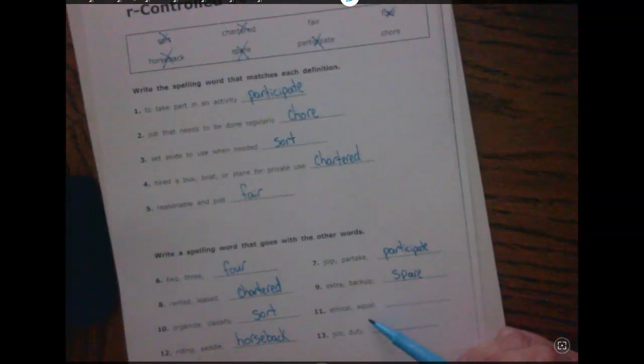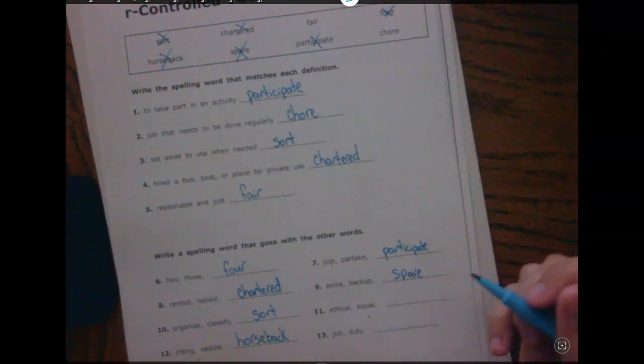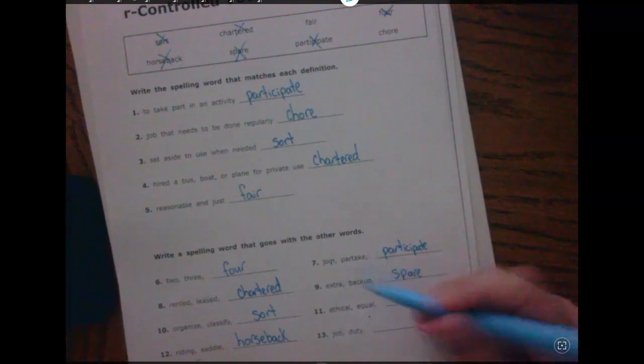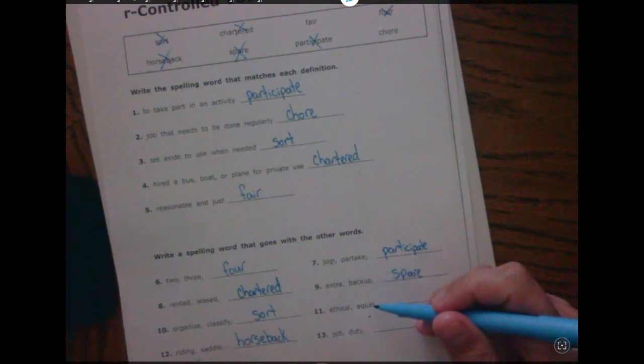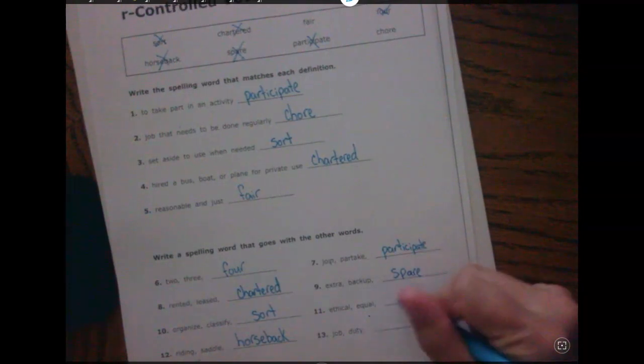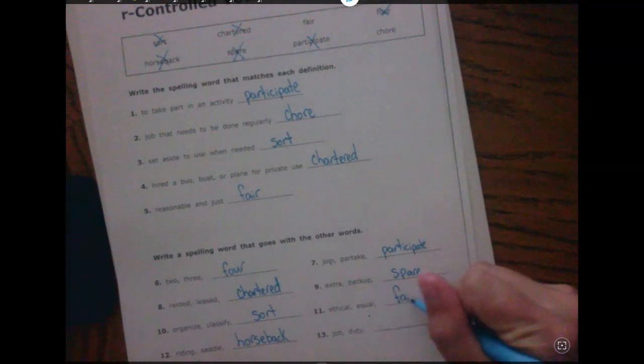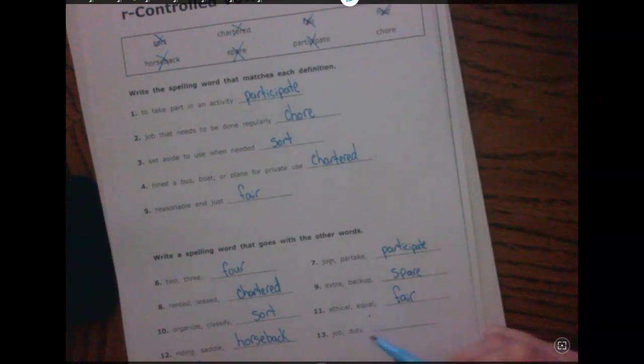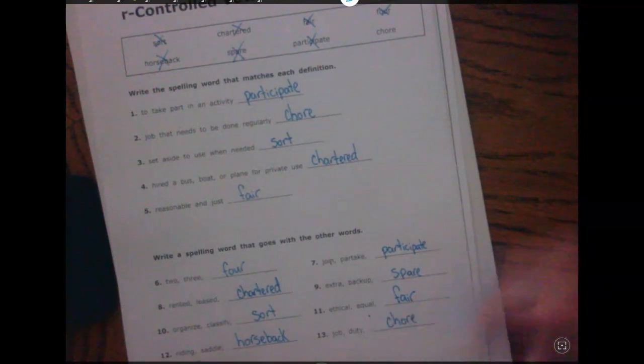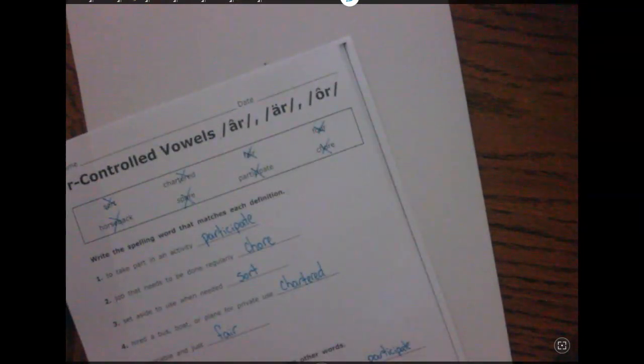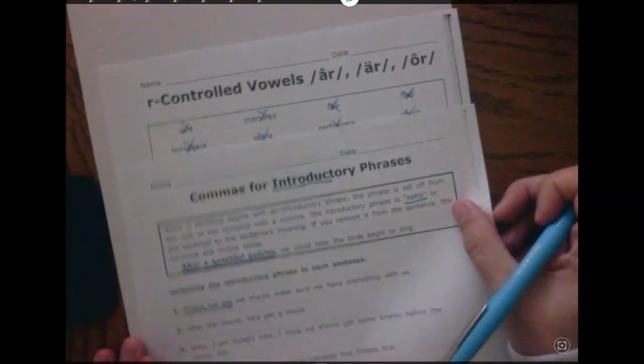Ethical, equal. So you all probably are getting ready for possibly Halloween this weekend. If it's equal, that means everybody's going to get the same amount, which is also fair. And we only have one word left, a job, a duty, a chore. All right, so that is our commas for introductory phrases and our R-controlled vowels.